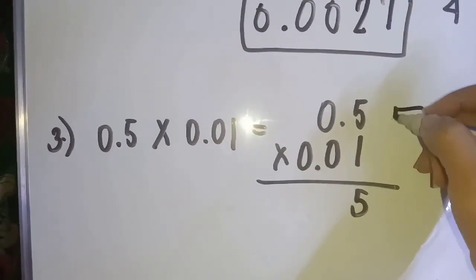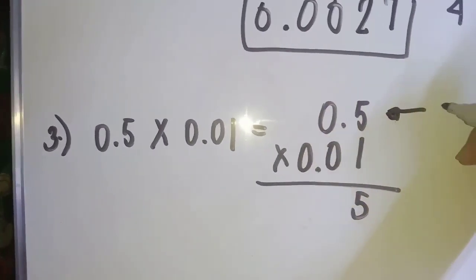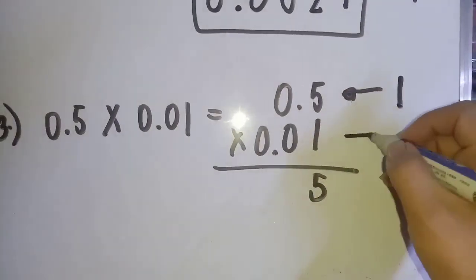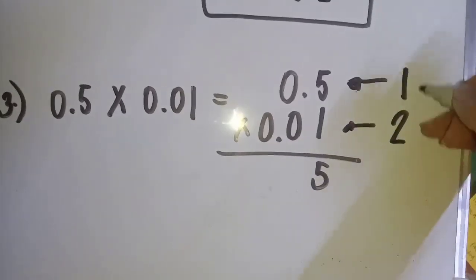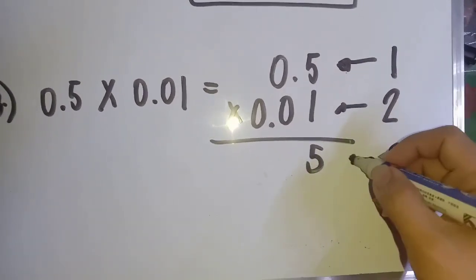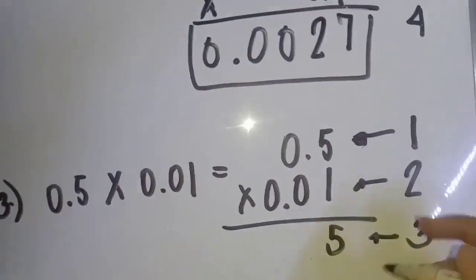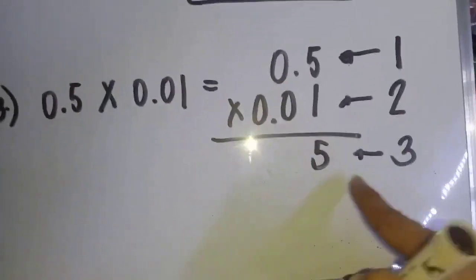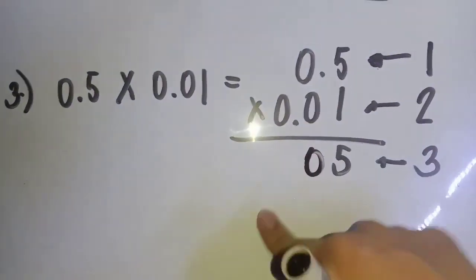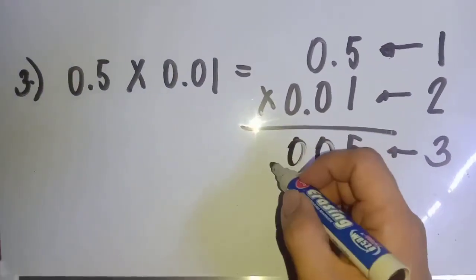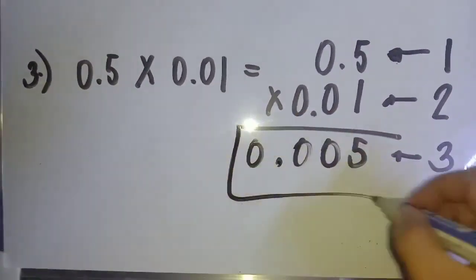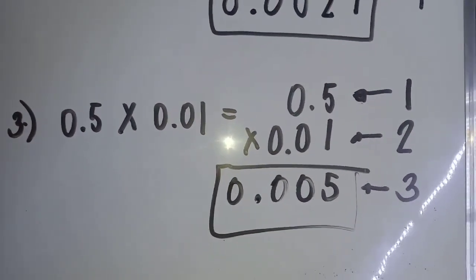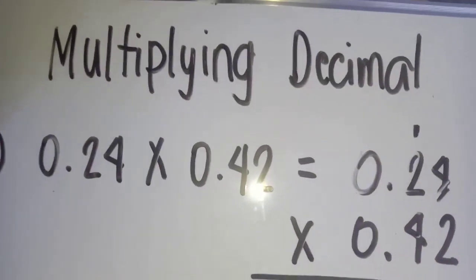Okay, so let's count the decimal places na meron tayo. In the first given, we have 1 decimal place, and in the second, we have 2 decimal places. And 1 plus 2 is 3. So ibig sabihin yung decimal point natin makikita before your 3 decimal places. So let's count 1. Mag-a-add na tayo ng 0 kung wala na tayong number. 2, and we have 3. Dito yung decimal point natin. So therefore, the product of 0.5 times 0.01 is 0.005. So this is how you multiply decimal numbers.